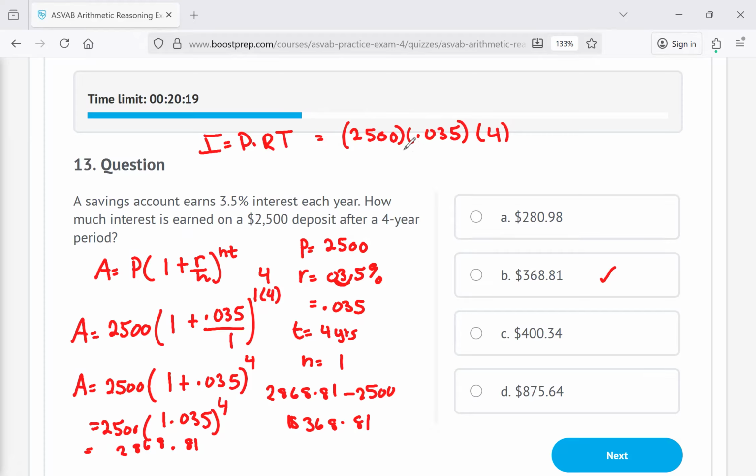But when you do that, you get 350. Now, you look at your choices. You're obviously going to pick 360 because that's the closest. I mean, 280 is not even close. 400 is just too much. 870 is way too much. So 368 would be the best choice. I find that one a little bit difficult because you can't use a calculator.